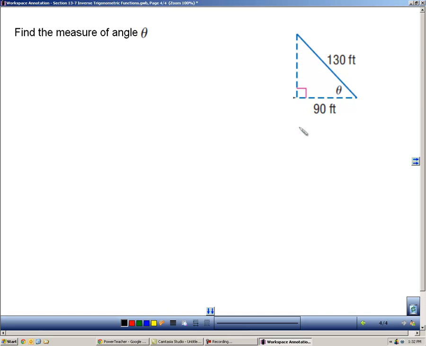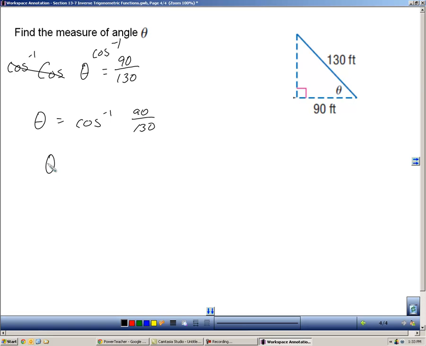The last problem I'm going to do is one that we've done in the past. We want to find the measure of angle theta. We know the adjacent leg and the hypotenuse. Adjacent and hypotenuse is cosine, so if I say the cosine of theta equals adjacent, which is 90, over hypotenuse, we can get rid of cosine, I should say, by taking the inverse cosine or the arc cosine. And then this is a calculator problem.